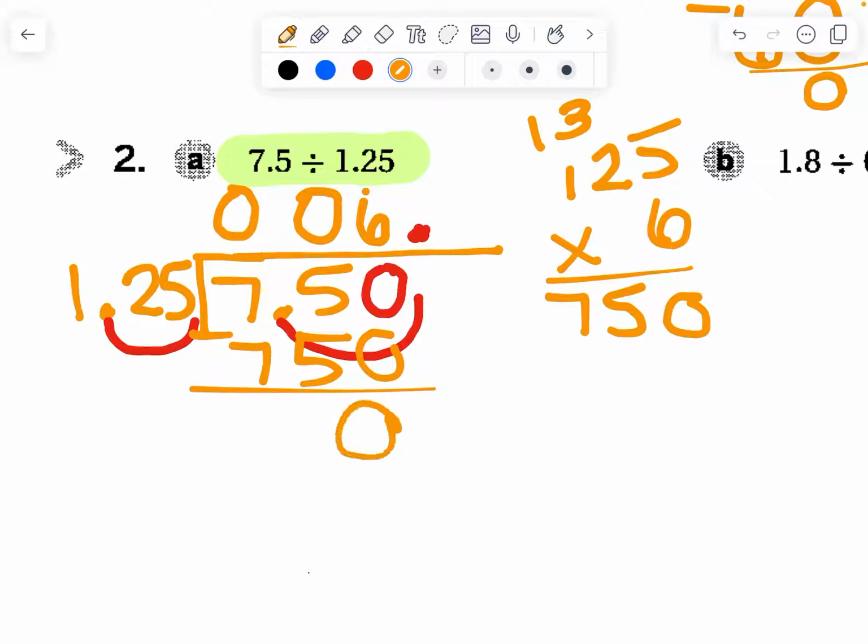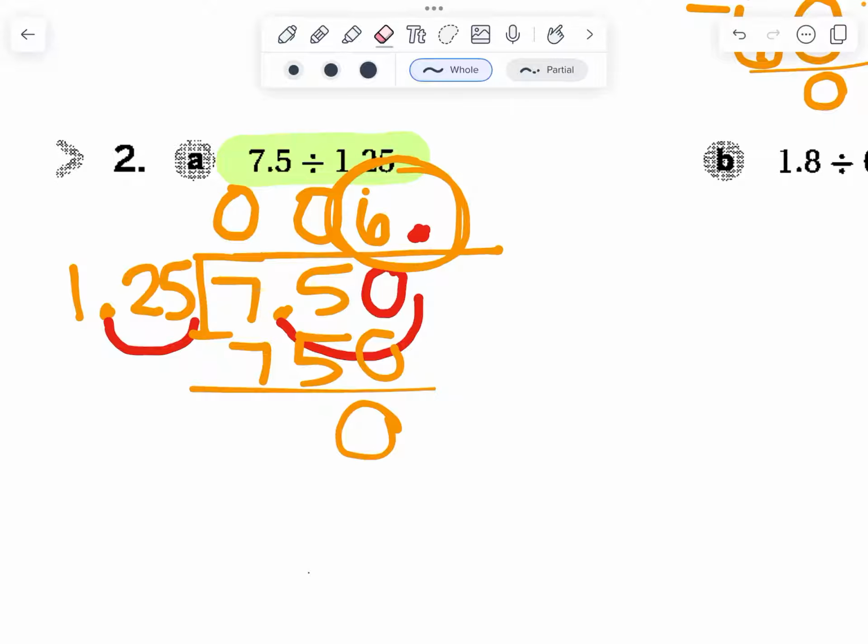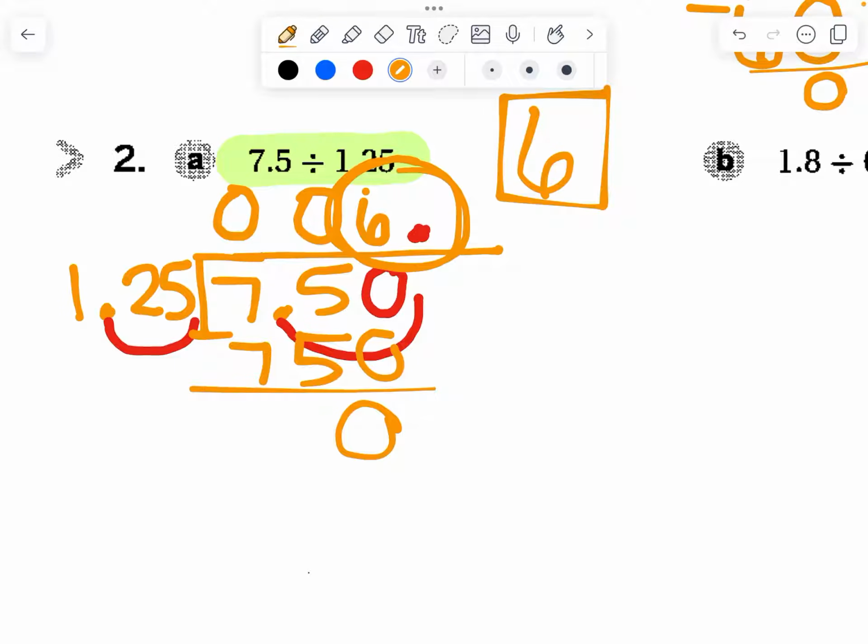You're going to subtract. Now look at our answer again. See how you've got that decimal sitting behind the 6? That decimal doesn't really mean anything since there are no digits behind it. So for number 2, your final answer is 6.